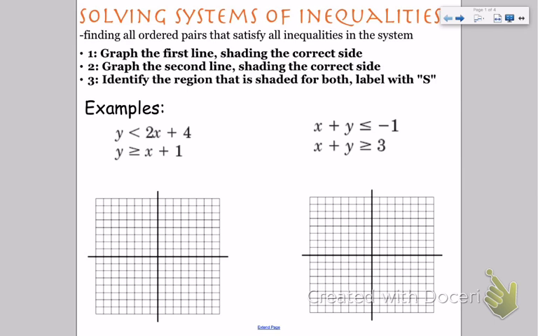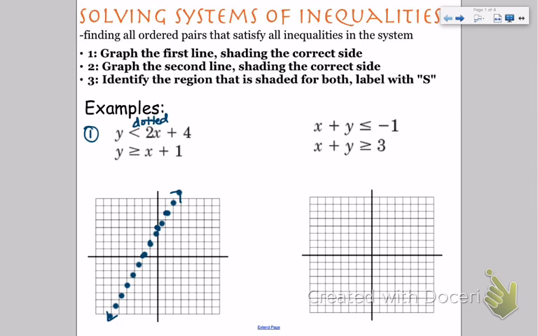So we're going to follow the steps above. Graph the first line. y is less than 2x plus 4. So I know I'm going to be using a dotted line. And then I have my y-intercept and my slope. My y-intercept is 4 and my slope is 2. So I'm going to plot a couple points. Because I need a dotted line, I will connect these with a dotted line.